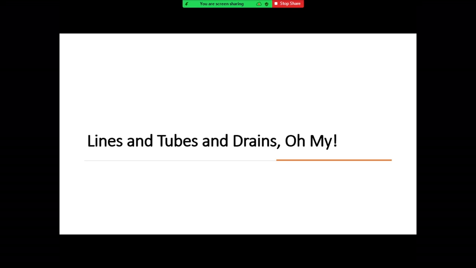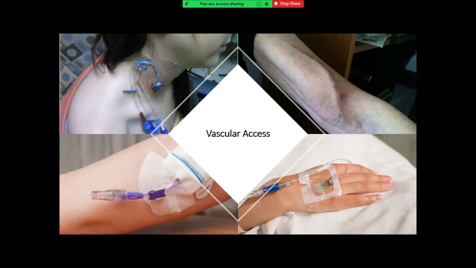Basically this section is just on lines, tubes, and drains. I'm not expecting, none of us are, that you're going to know how to manage every single device possible, but these are just things to pay attention to when you go into a room. You might not know what devices patients have, and they might not say anything. So you need to be aware that these things exist and how that changes what you can do on an exam.